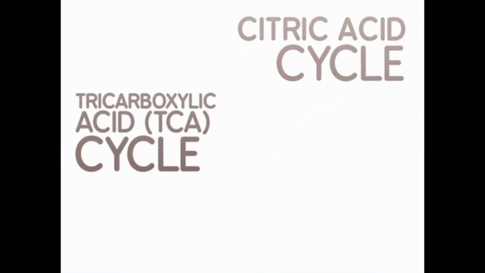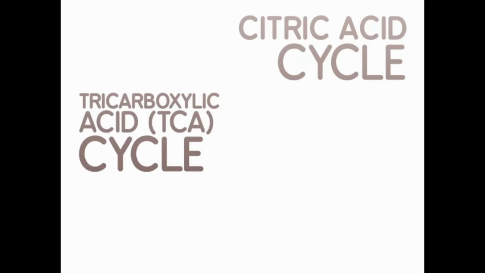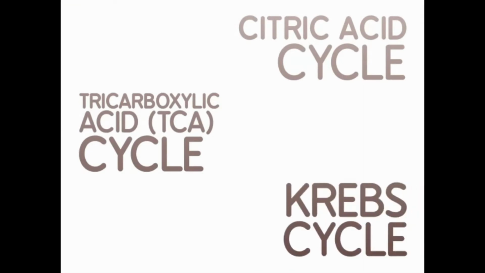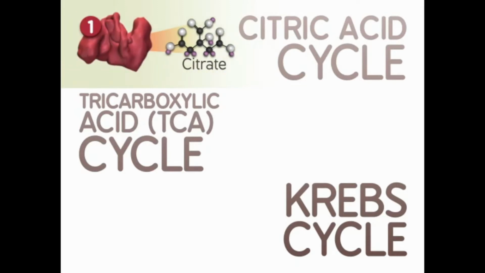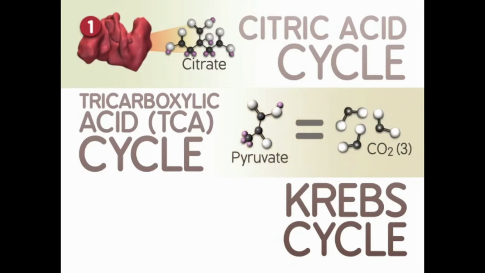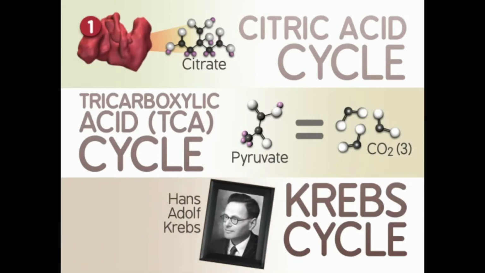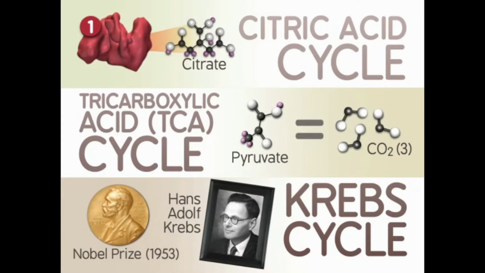The citric acid cycle goes by many names, including tricarboxylic acid or TCA cycle and the Krebs cycle. Citric acid refers to the citrate that is produced in the first step of the pathway. The tricarboxylic acid title gets its name from the 3 carbon dioxide that are produced for each fully oxidized pyruvate. Krebs refers to Hans Adolf Krebs, who identified the full cycle in 1937. He was eventually awarded the Nobel Prize for Physiology or Medicine in 1953 for his discovery.